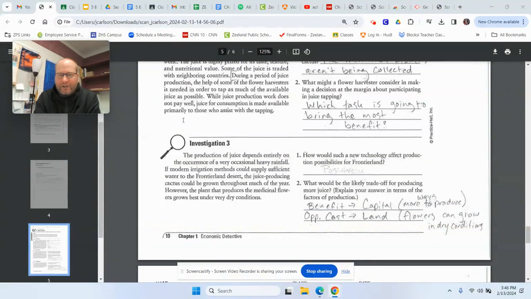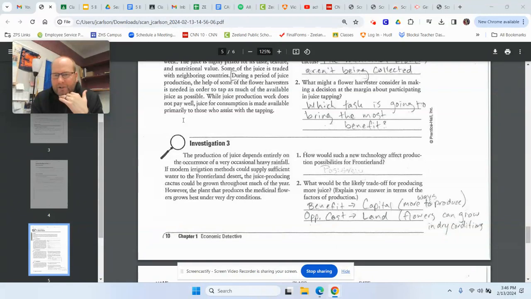Then lastly, the production of juice depends entirely on the occurrence of a very occasional heavy rainfall. If modern irrigation methods could supply sufficient water to the frontierland desert, the juice-producing cactus could be grown throughout much of the year. However, the plant that produces the medicinal flowers grows best under very dry conditions. So they don't necessarily want to bring in all that irrigation, because then those cacti don't grow as well, or that medicinal flower doesn't grow as well.